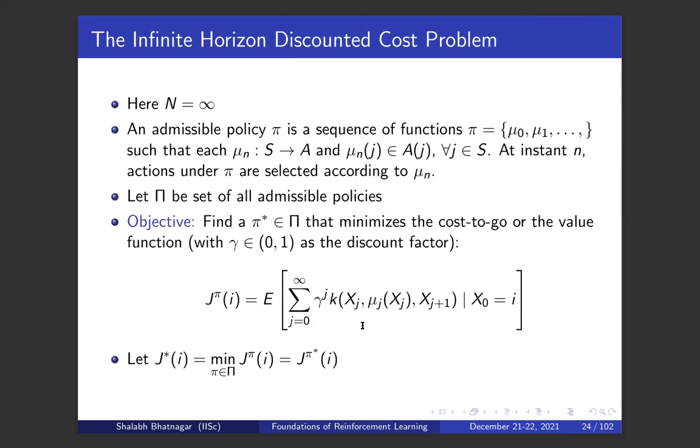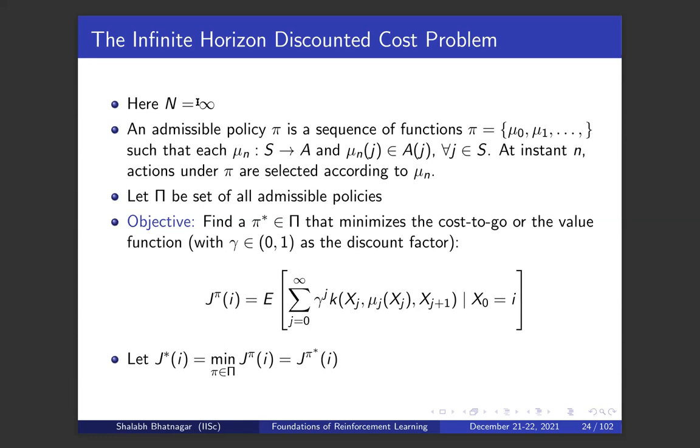The next class of approaches goes under the name of infinite horizon discounted cost problems. Here the number of stages is infinite, and we define an admissible policy phi to be a sequence of functions mu0, mu1, and so on, such that mu n again is a map from S to A.